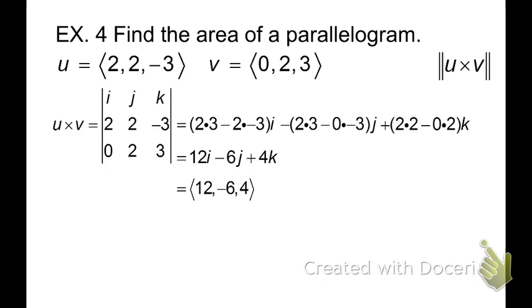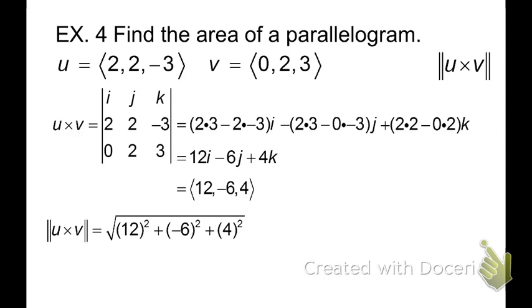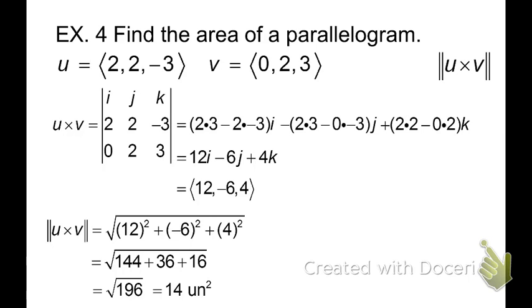Then I just need to find the magnitude of this vector to find the area of the parallelogram. So this is going to be the square root of 12 squared plus negative 6 squared plus 4 squared. So that's the square root of 144 plus 36 plus 16, which adds to the square root of 196. Then when I take the square root of 196, that equals 14. So the area of our parallelogram is 14 units squared.